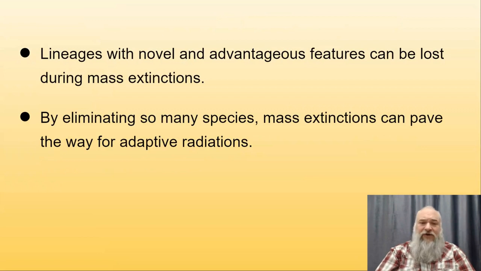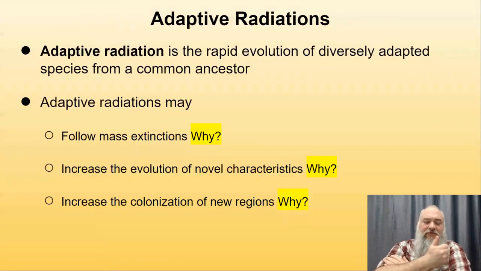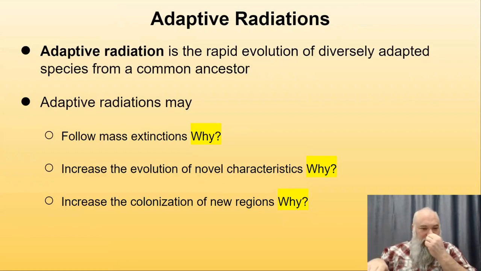What do you think adaptive radiation means? I kind of already hit on this a little bit when I was talking about niches, but let's take a look. Adaptive radiation is the rapid evolution of diversely adapted species from a common ancestor. So you have one common ancestor, and all of a sudden, you radiate out from that point and you adapt to lots of different things. Adaptive radiations may follow mass extinctions.